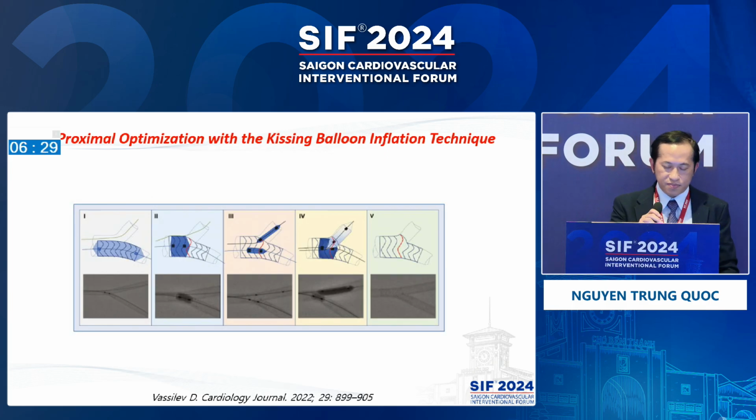One of the techniques that was introduced in 2022 is proximal optimization with the kissing balloon inflation technique. So after deploying the stent in the main branch, then do the POT, we put the balloon at the side branch. But in the ostium of the side branch, do kissing, then finish.